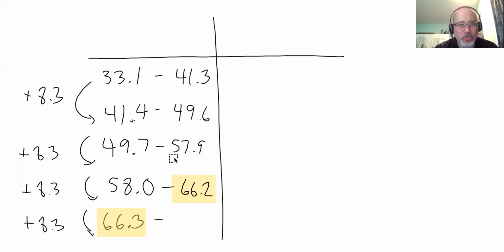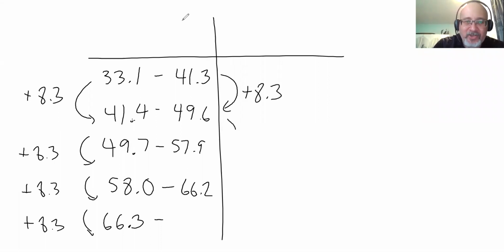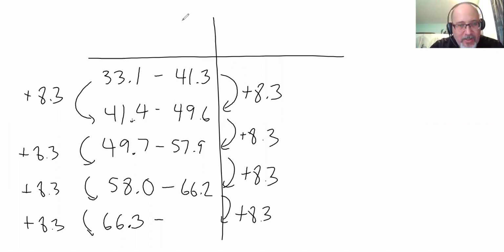Now, the problem with the last one is there is no next class to back it up from. But the upper limits are going up by the same amount as the lower limits. They're going up by the class width. In fact, this is another way that you can build the upper limits. Once you know the first upper limit, you can just repeatedly add 8.3 to build the rest of the upper limits. This makes the last upper limit 62.2 plus 8.3, which is 74.5.